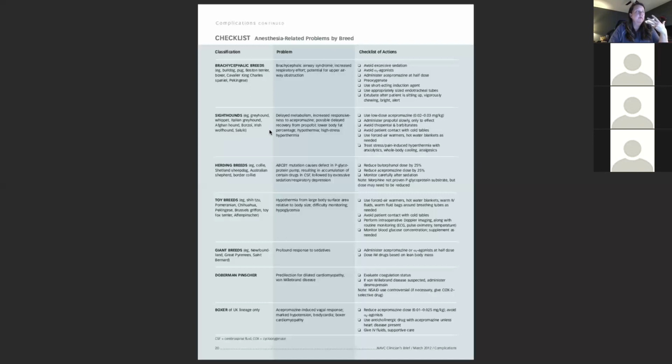So they have an increased responsiveness to sedatives, especially acepromazine. So we usually decrease our ACE. They have delayed recoveries from propofol. We don't use barbiturates anymore, but I talk about barbiturates because they're usually on the board exam. Barbiturates were contraindicated in greyhounds because they would sleep forever on a normal dose. So they have extended recoveries.